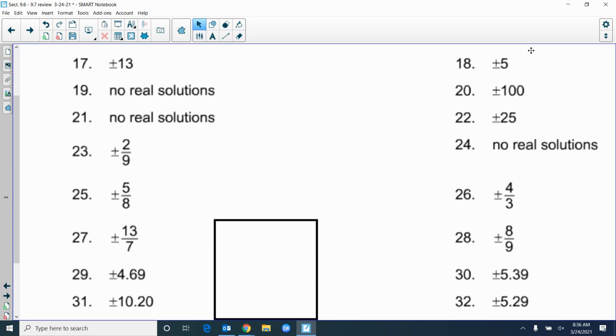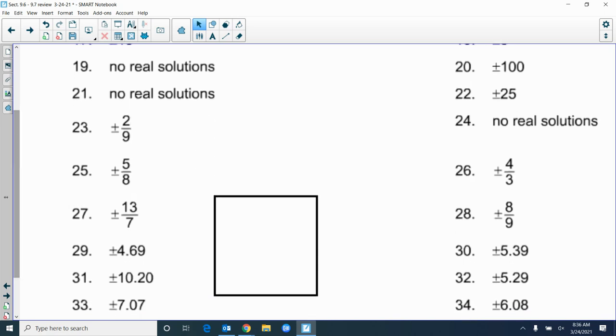All right, I need your attention here now. So we go through here. If you try to take the square root of the negative, that's where you get no real solutions. And really double check here. For 23, 25, and 27, those are ones where you get the fraction. Don't be too quick to get that decimal.